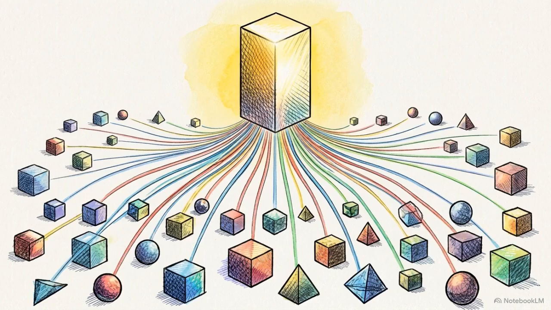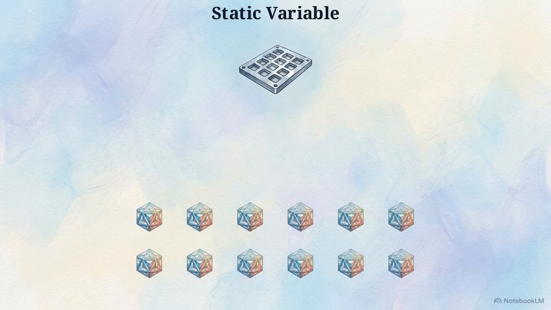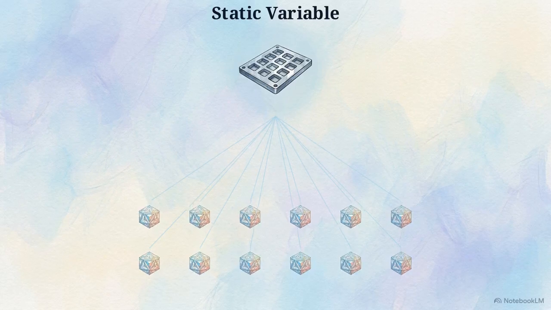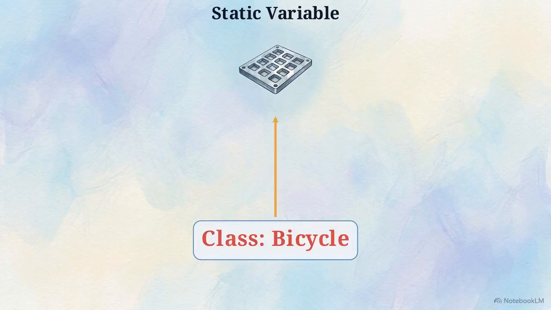The final major category is the static variable, or class variable. These represent shared global state across an entire application. Architecturally, there's exactly one copy of a static variable in memory. Even with 10,000 instantiated objects, all look to a single shared storage location. They don't require an object to exist, and are accessed directly via the class name.